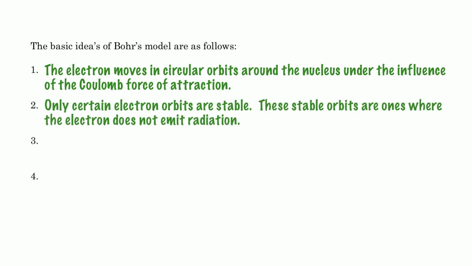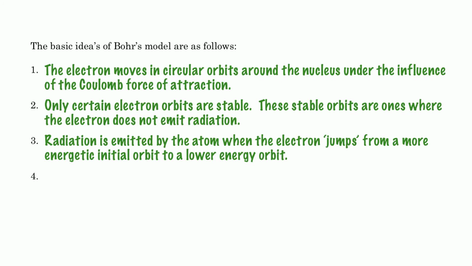Second, only certain electron orbits are stable. These stable orbits are the ones where the electrons do not emit radiation. Okay, so there are certain stable orbits, and in those stable orbits, there's no radiation. Third, radiation is emitted by the atom when the electron jumps from a more energetic initial orbit to a lower energy orbit. So whenever the electron jumps from a high energy state to a low energy state, this is where Bohr kind of used some of Planck's work.